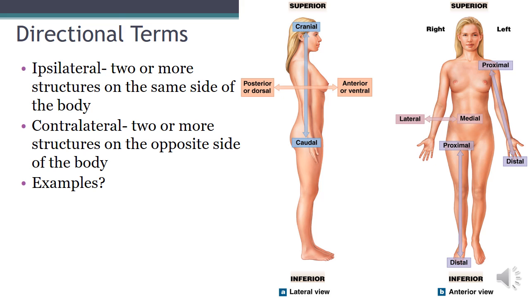The final set of directional terms are ipsilateral and contralateral. Ipsilateral refers to two or more structures that are on the same side of the body. So an example would be the right wrist and the right elbow. The right wrist and the right elbow are ipsilateral to each other because they are on the same side of the body. The second term here is contralateral. Contralateral means two or more structures that are on the opposite side of the body. So the right wrist and the left wrist are contralateral to each other.